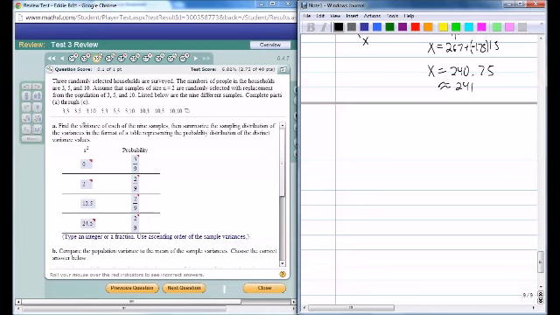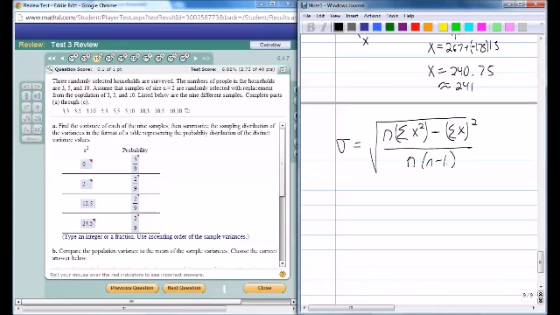Find the variance of each of the 9 samples. So what is variance? Variance, remember, is the standard deviation squared. We had a formula a few chapters back for standard deviation. Alright, and it was n times the sum of x squared minus the sum of x, squared, all over n times n minus 1.